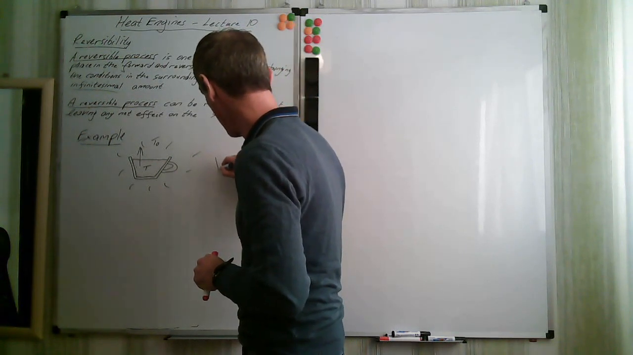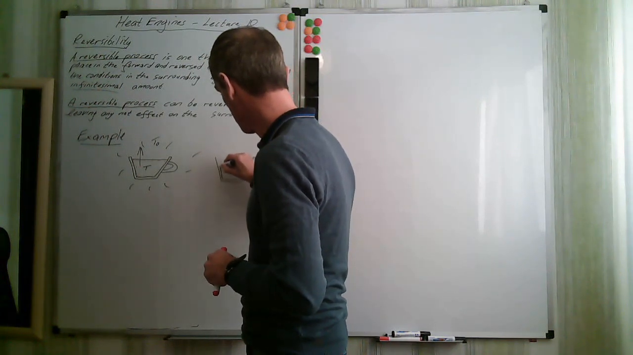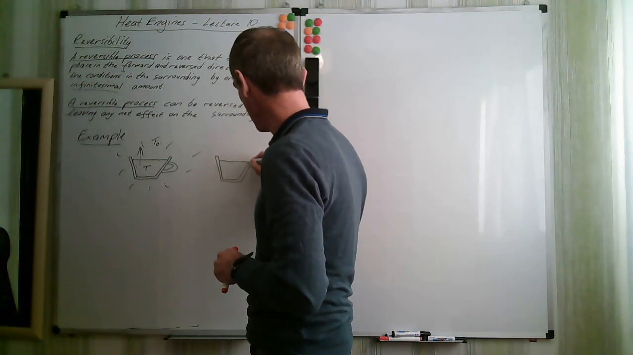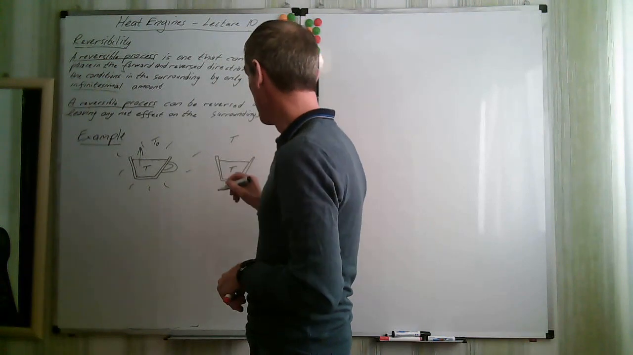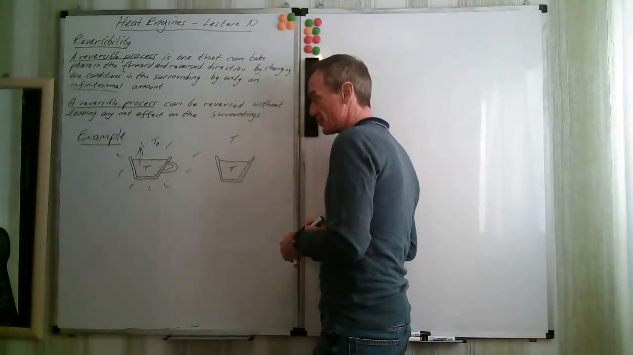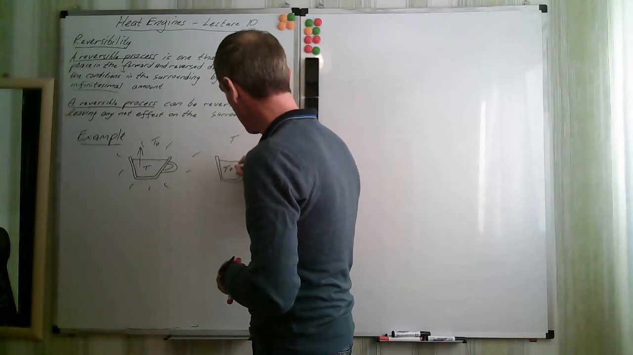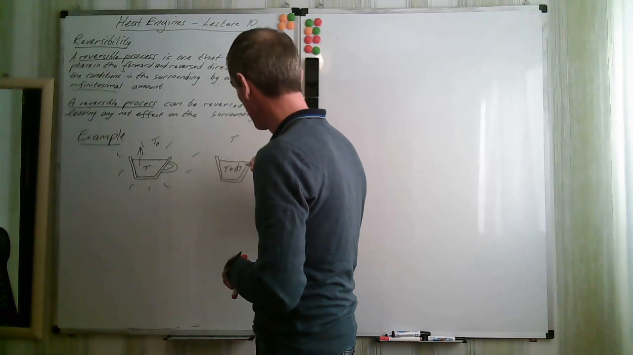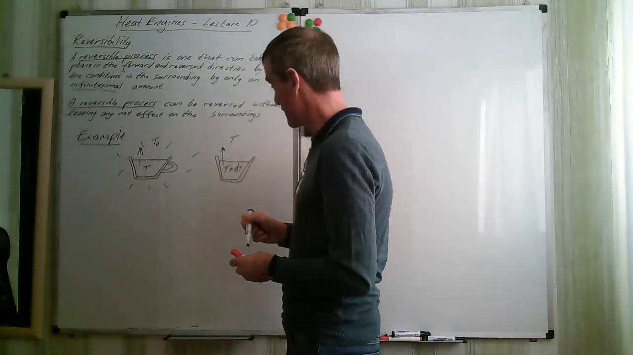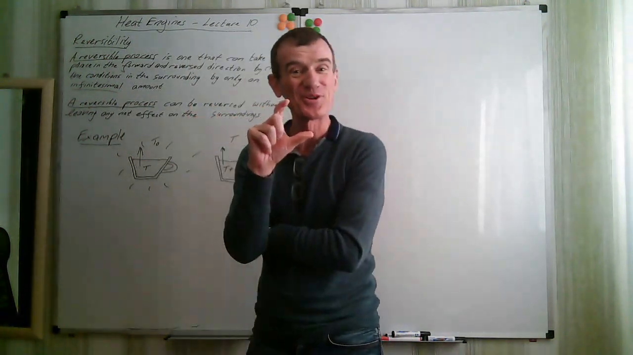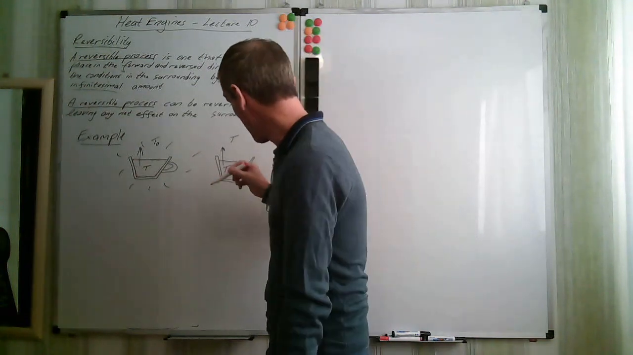So there's my coffee cup again. Could it be reversible? It would have to be like this. That would be T, and this would have to be T. Well, if energy was flowing out like that, we'd have a situation where energy is flowing out, but we've only got a minute difference between the coffee temperature and the environment outside temperature.